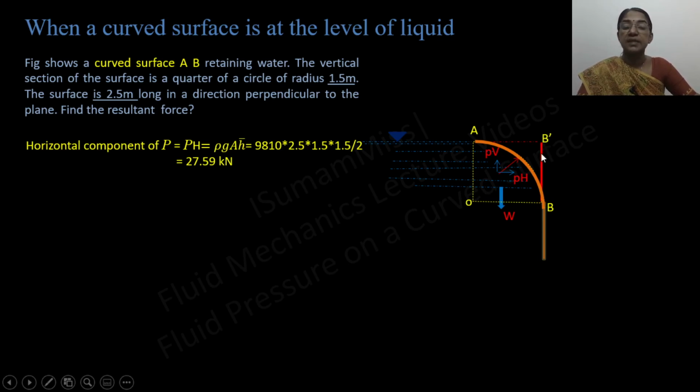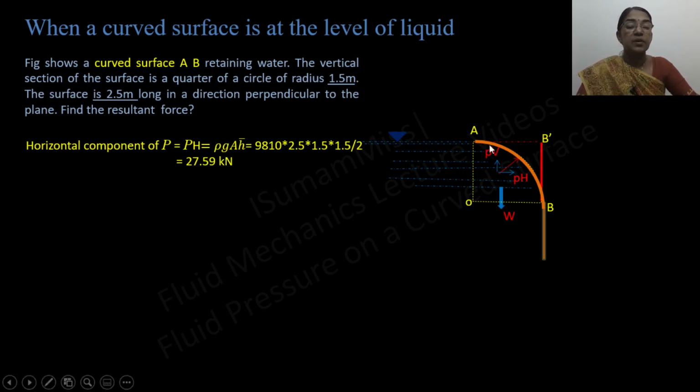So BB dash is equal to the radius. So PH can be calculated as ρg multiplied with the length into 1.5. So that is this side. So 2.5 into 1.5 will give you the area, into 1.5 by 2, which is h bar. That is equal to 27.59 kilonewton.